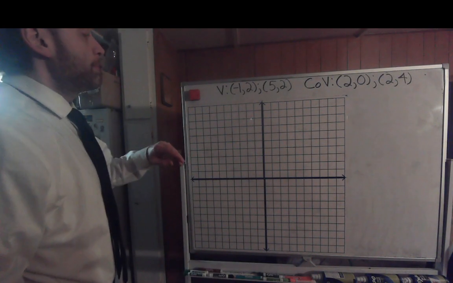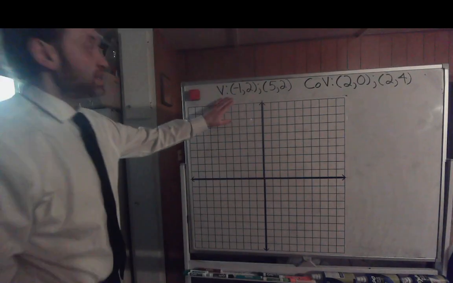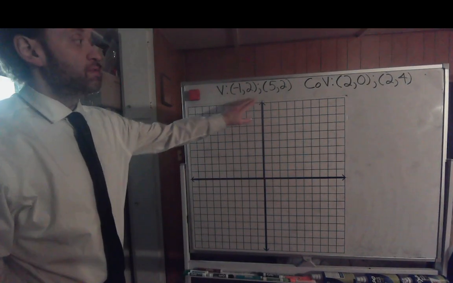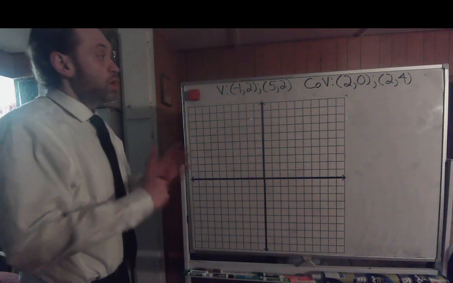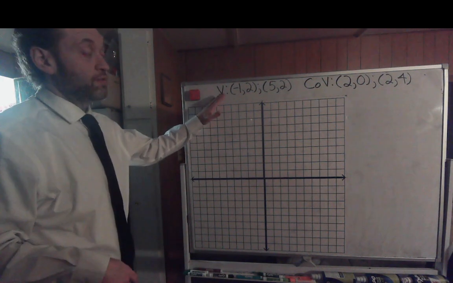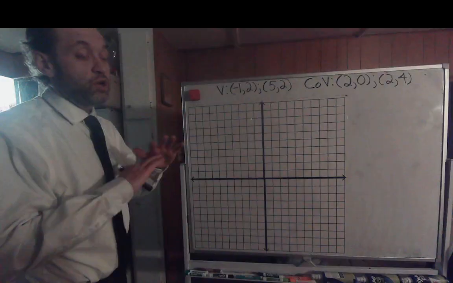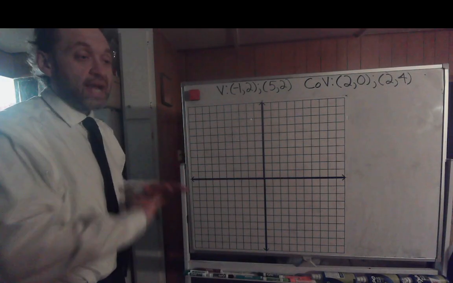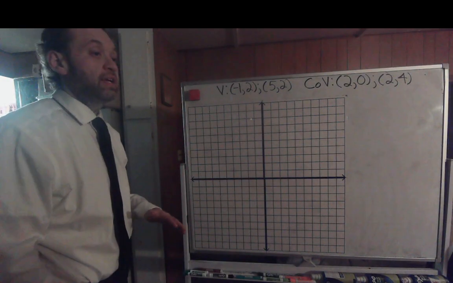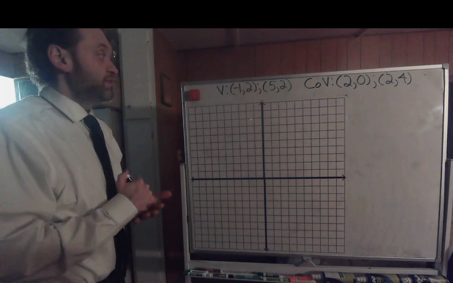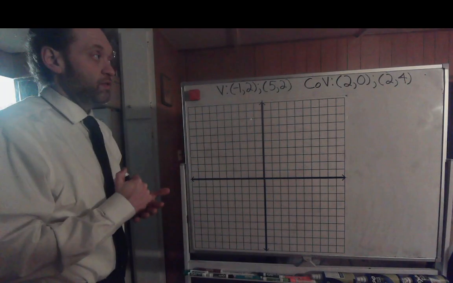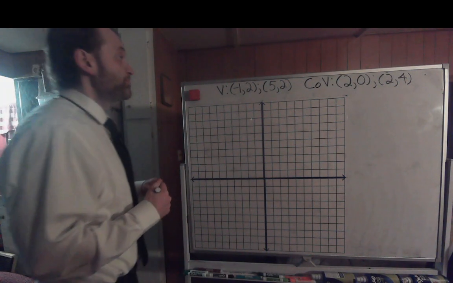Alright, so we have vertices at (-1, 2) and (5, 2), co-vertices at (2, 0) and (2, 4). That's all we know, just the vertices and co-vertices. We don't know the center, we don't know any axis lengths yet, or anything like that. Well, here's a trick if you're just given vertices and co-vertices.